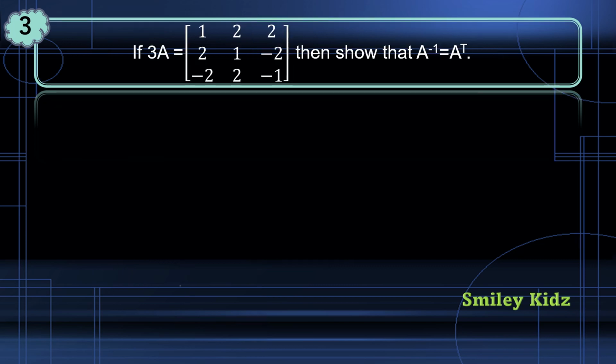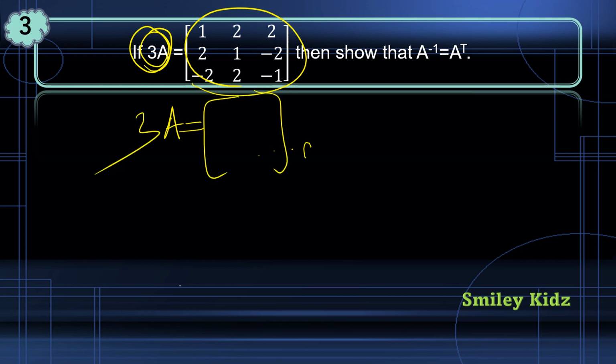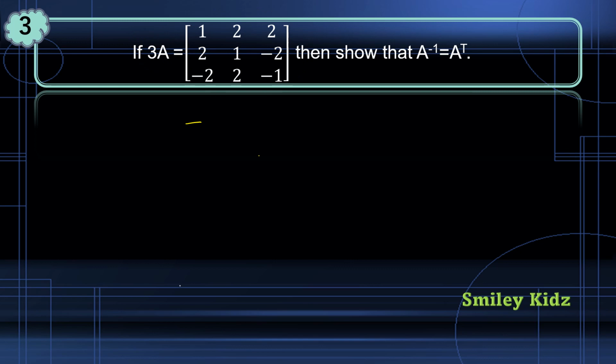Then we have the last question where we are given one matrix. But here it is a quite different question. It's not the usual type of question. 3A is equal to one matrix. Here A is not equal to one matrix. Here 3A is equal to one matrix. Let me tell you how to do this. Then you have to show that A inverse is equal to A transpose. Firstly, understand that this is 3A and not A. Alright, read the question properly.